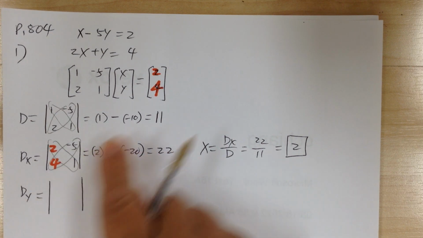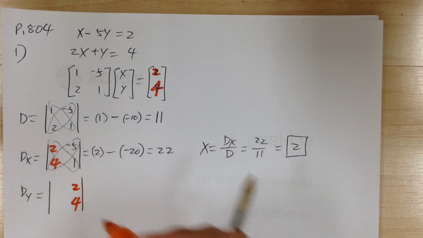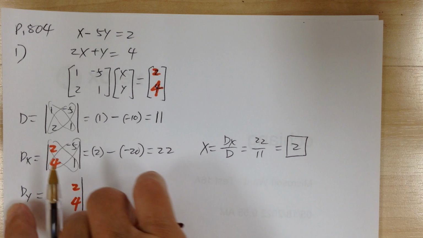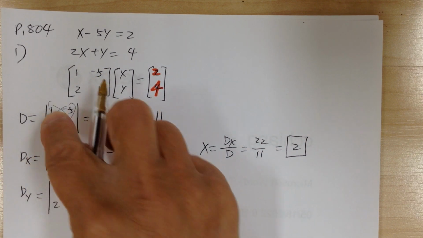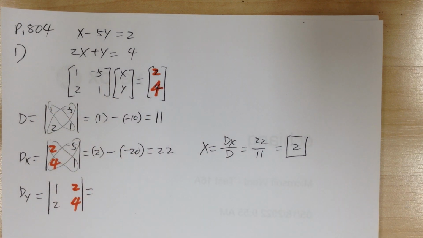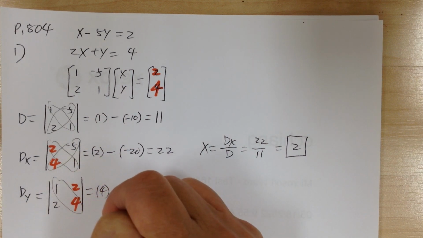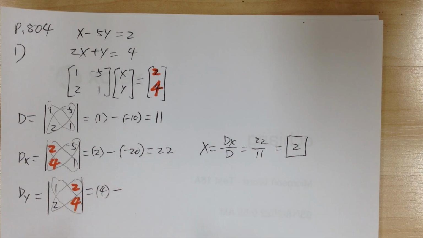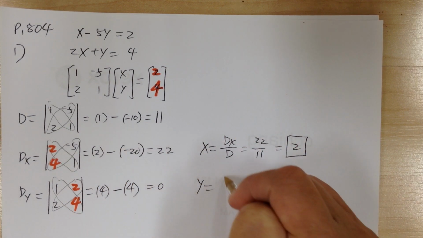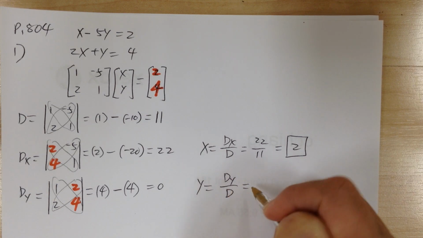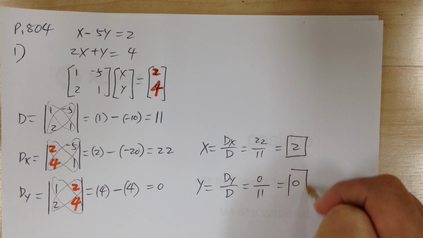So to find Dy, you have to replace the y column with the answer matrix. So the 2, 4. Okay, so again, the answer goes over here for Dy, and then the x column is 1, 2. Okay, then you do the diagonals. So this will equal 4 minus, okay, this diagonal will equal 4, so equal to 0. So y equals Dy over D, so 0 over 11, so equal to 0.